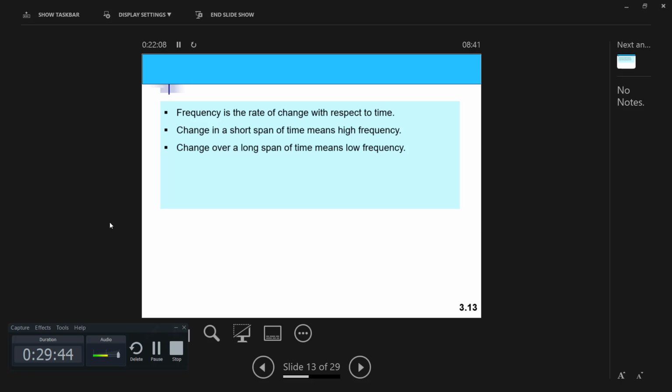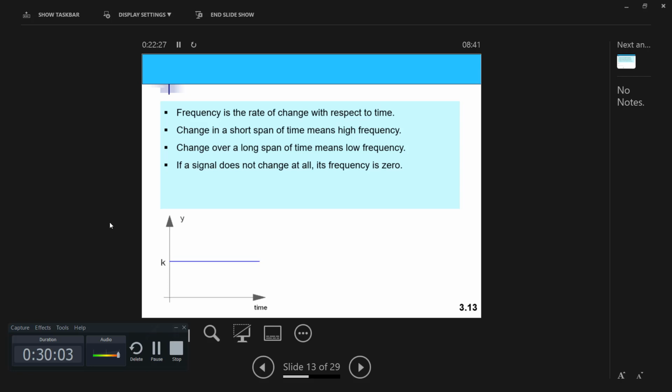Like when we talk: if I talk very fast, I change my words very fast, which means I talk with high frequency, and so on if I talk slowly. So if a signal doesn't change at all, it means frequency zero.